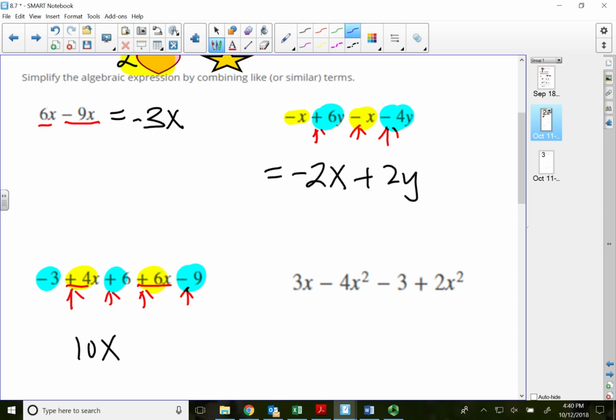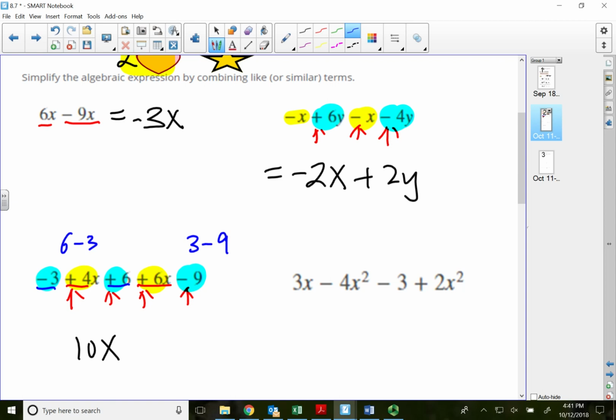Negative 3 plus 6. Or if you're good, you can actually use the commutative property and see this as 6 minus 3, which is the same exact two terms. So negative 3 plus 6, terms with different signs, we subtract. That will give me positive 3. Positive 3 minus 9.